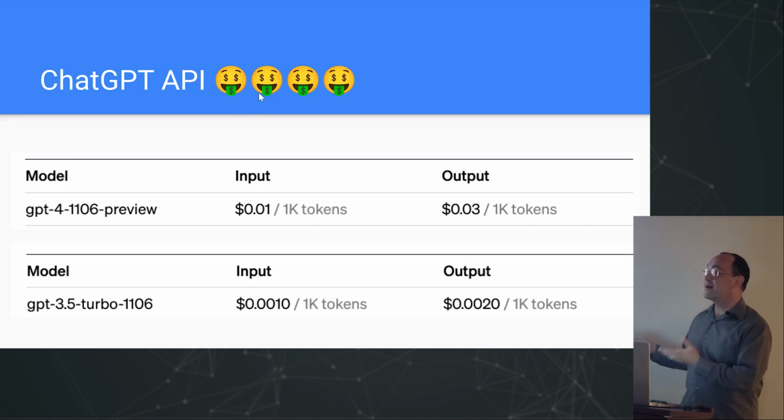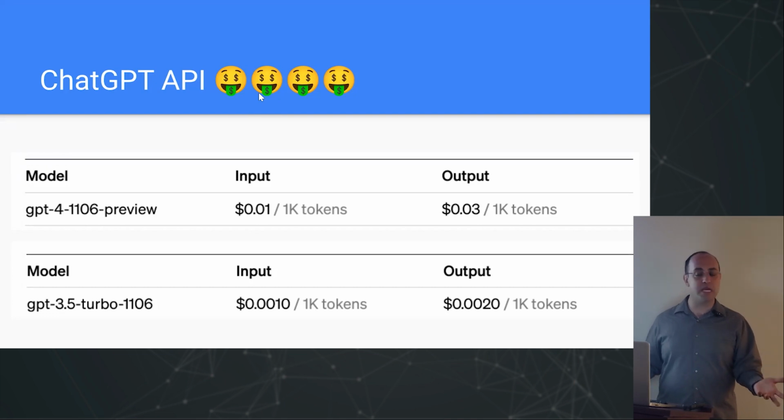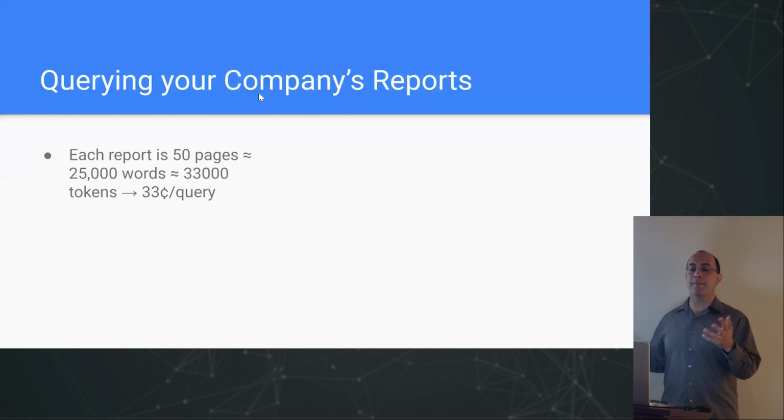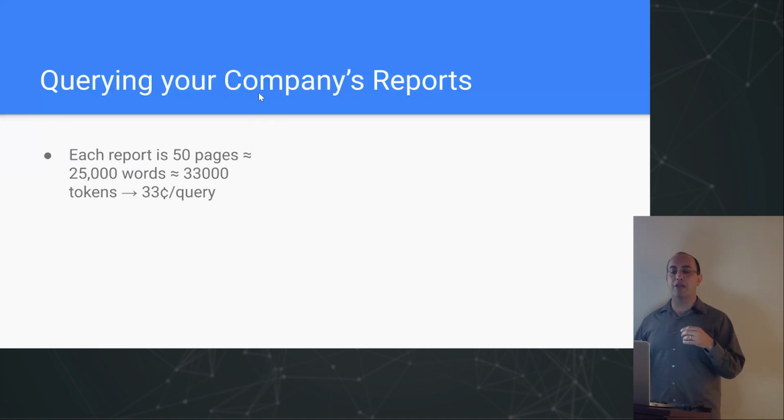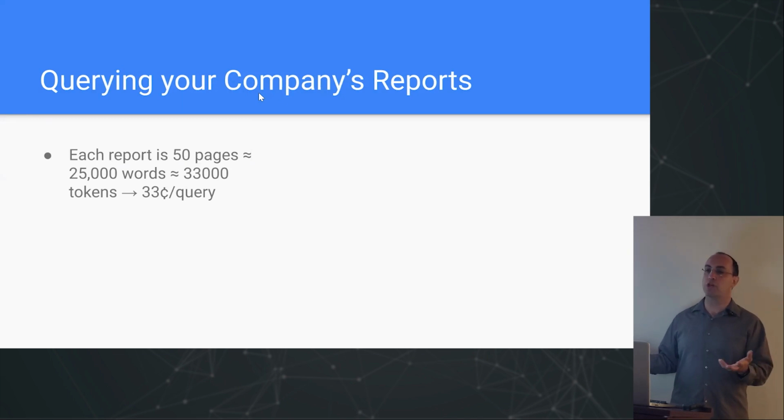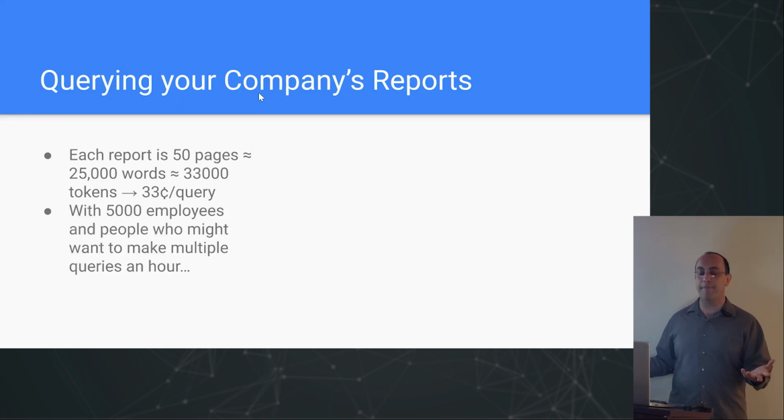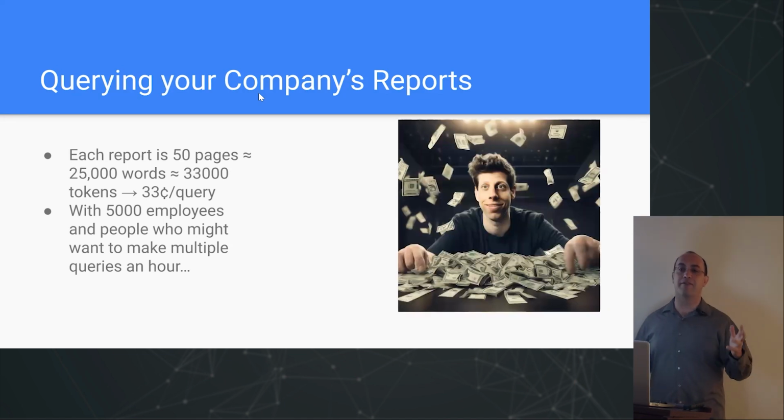But even more so, ChatGPT costs money. You pay 1 cent per 1,000 tokens you use, which might not sound like a lot of money. But if you imagine that you have a company report that's 50 pages long, that might be 33,000 tokens, which is 33 cents per query. And maybe your company has 5,000 employees and people might start making multiple queries per hour. And soon enough, you're giving a lot of money to Sam Altman.